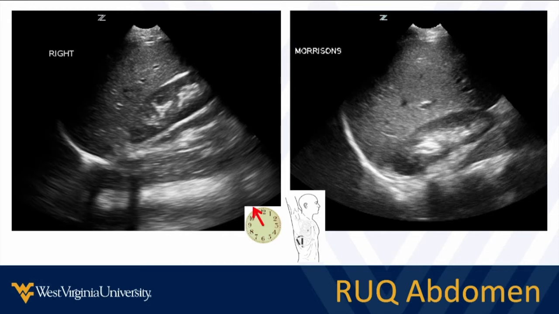One of the first places, some of the literature has shown that the first place fluid is found in the abdomen from trauma is at the tip of the liver and the right paracolic gutter. So your exam's not complete until you've included those areas. And again, we're fanning from ceiling to floor to examine all of these areas completely.